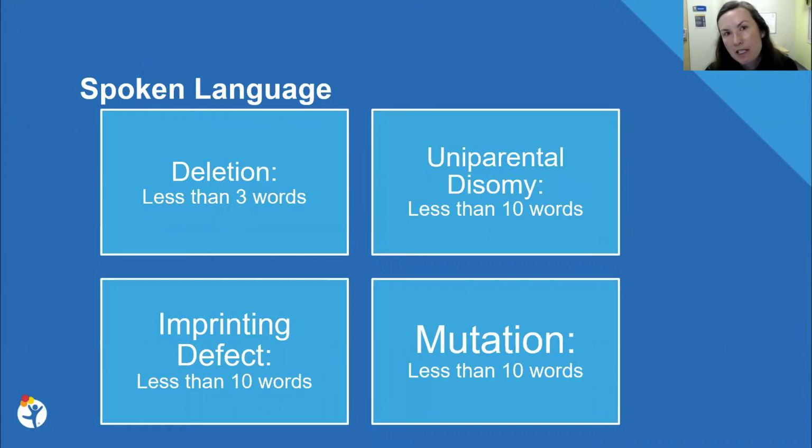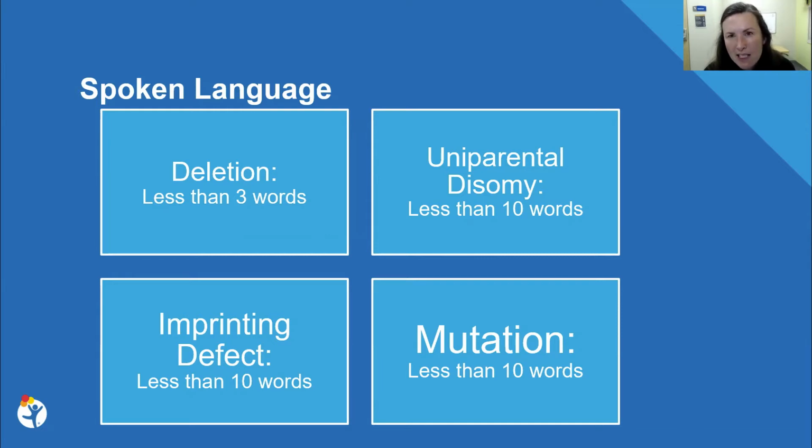When looking very specifically at spoken language within Angelman syndrome, there's one article that I'm specifically referencing here. It's the Lossy article from 2001. There have been other articles since that touch on this, but maybe don't dive into specific numbers. So we're looking at deletion. Individuals with the phenotype of deletion have generally less than 3 words. Individuals with uniparental disomy usually have less than 10 words. Imprinting defect have less than 10 words, and mutation has less than 10 words.